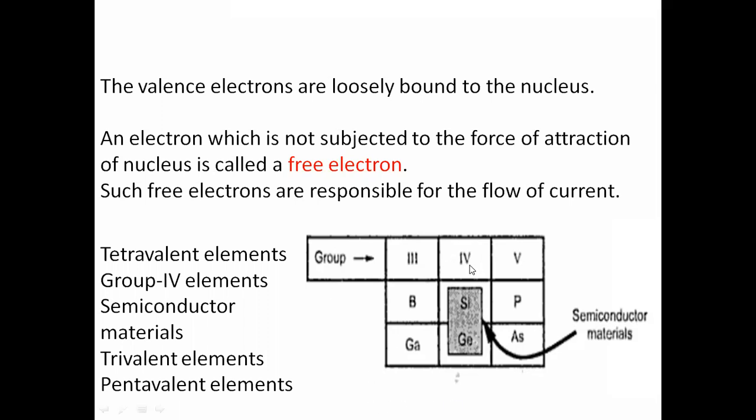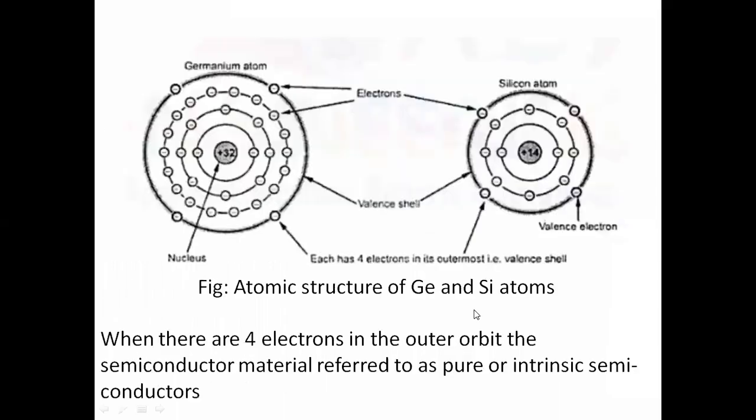So in the fourth group we have the tetravalent elements. These are called semiconductor materials, that is germanium and silicon.